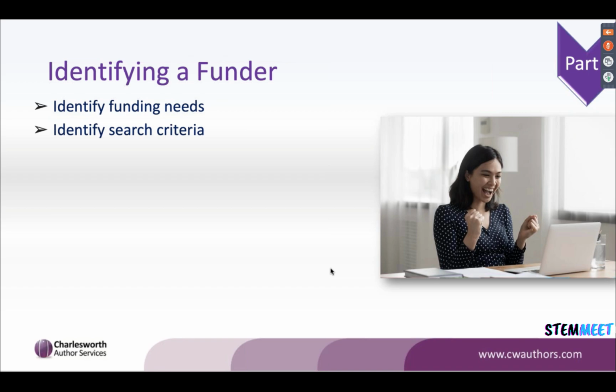Then you want to identify search criteria. Develop a comprehensive search criteria list so you can refine and focus your search quickly as you're looking for funders. Identify some keywords and phrases that align with your topic of interest to search for suitable grant opportunities.